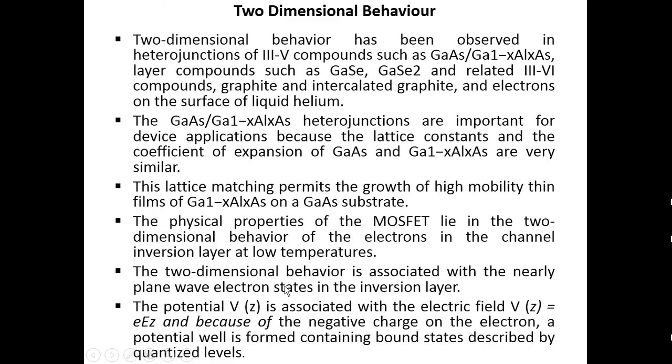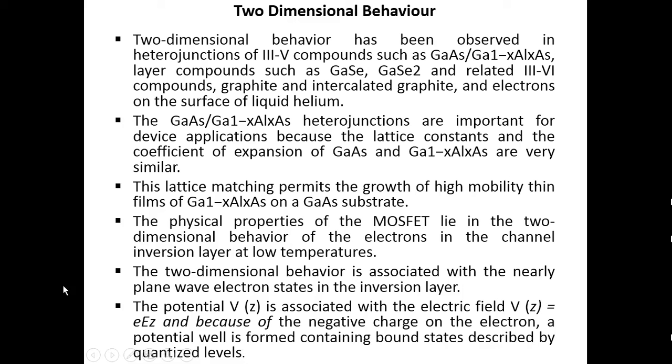The potential Vz is associated with the electric field. Vz is equal to E into Ez. We have already seen this equation. For a two-dimensional system, the energy is equal to Vz, so Vz is equal to E into Ez because of the negative charge on the electron. A potential well is formed containing bound states described by quantized levels. That is the reason why we can fabricate MOSFETs as a two-dimensional electron device.